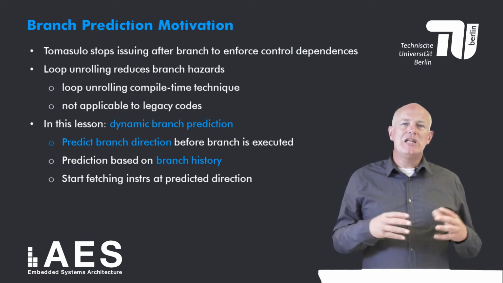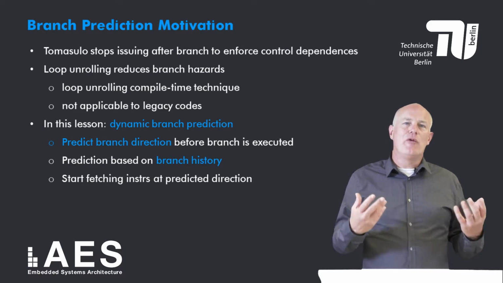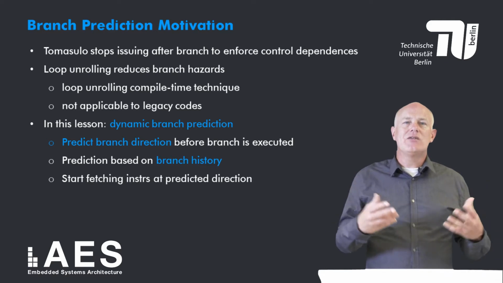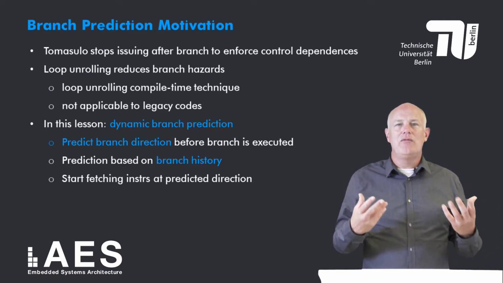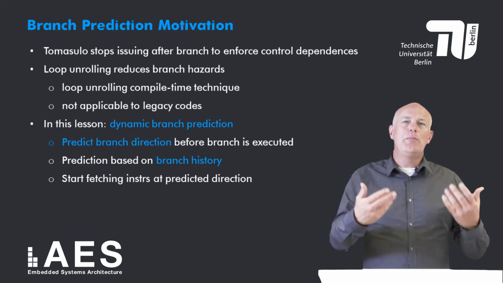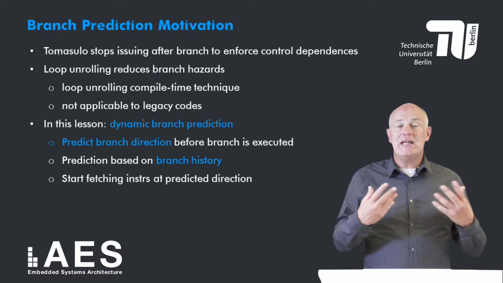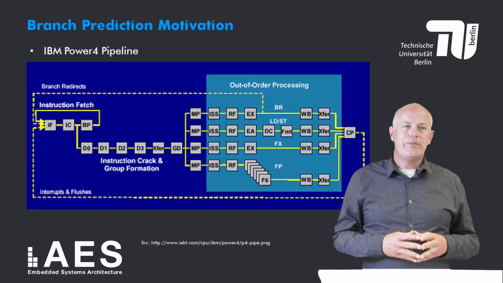The idea behind branch prediction is to predict the branch direction, taken or not taken, before the branch is actually executed. This idea is based on the history of a branch. For example, if the branch was mainly taken the previous times it was executed, we predict it will be taken again. The processor then starts fetching and issuing instructions from the predicted branch direction.